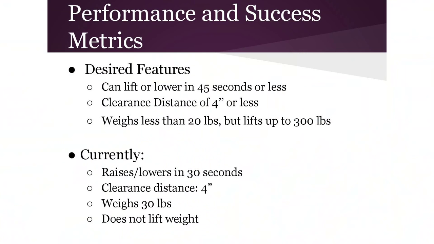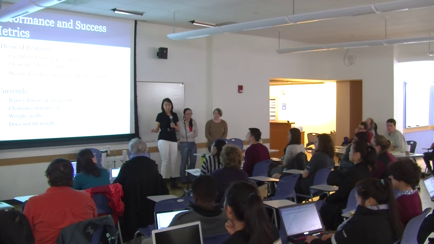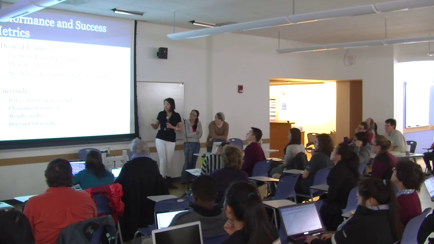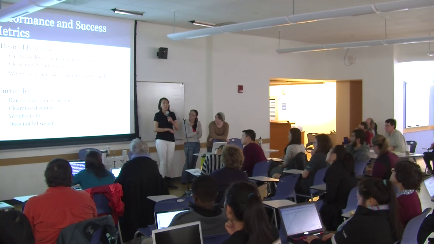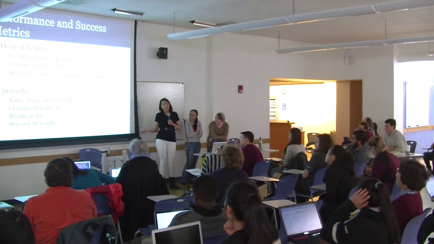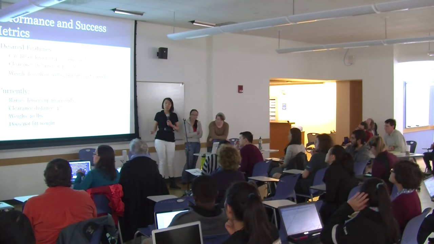So as Rachel mentioned before, our desired features involve preferably moving Art up and down about 22 to 24 inches in less than 45 seconds. We would like a clearance distance of 4 inches, and we wanted the device to weigh less than 20 pounds. Currently, our device lifts and lowers a complete length in approximately 30 seconds, so we definitely met the first feature. We also met the second feature in the sense that we have a clearance distance of 4 inches.